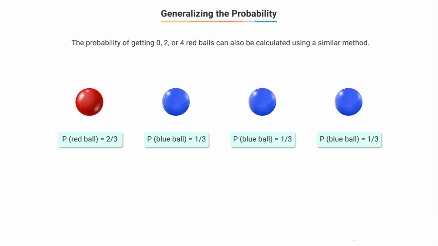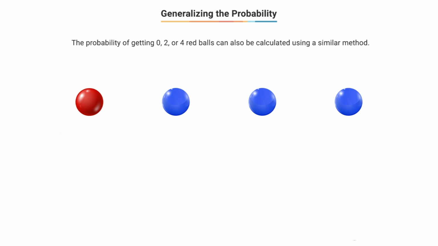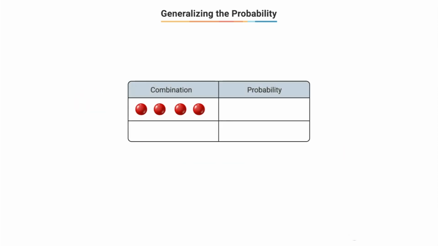Let's say that the probability of getting a red ball in one trial is not 2 by 3 but P. What would be the probabilities in that case? Again, P is the probability of getting a red ball. The probability of getting 4 red balls in 4 trials is equal to P to the power 4. Similarly, since there are 4 combinations in which we can get 3 red balls, the probability for x equal to 3 is 4 times P to the power 3 into 1 minus P.